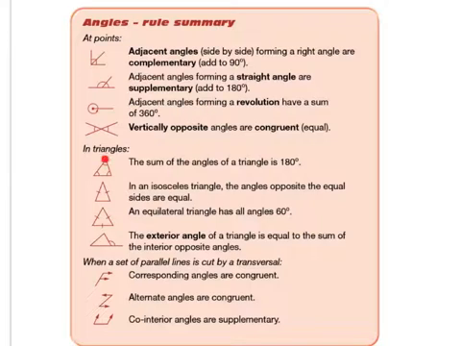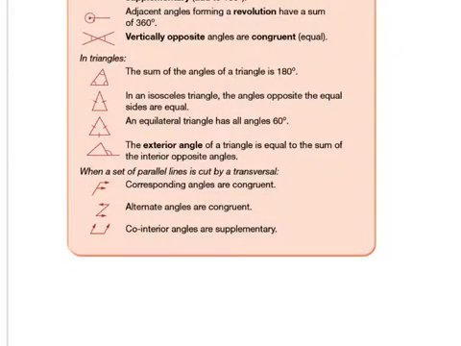In triangles, the sum of the angles in a triangle is 180 degrees. Isosceles, the angles opposite the equal sides are equal. Okay, an equilateral triangle has all angles 60, because 60 plus 60 plus 60 gives you 180. The exterior angle of a triangle is equal to the sum of the interior opposite angles. So the exterior of a triangle is equal to the sum of the interior opposite. So I'm thinking it wouldn't be that one, it would be that one, that angle there.